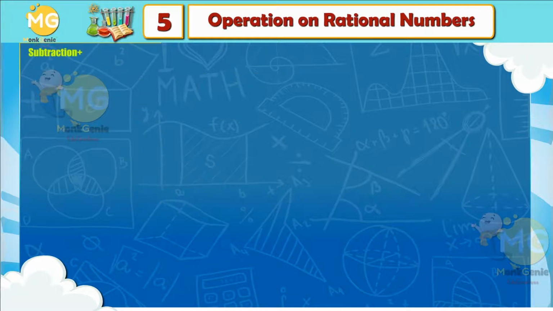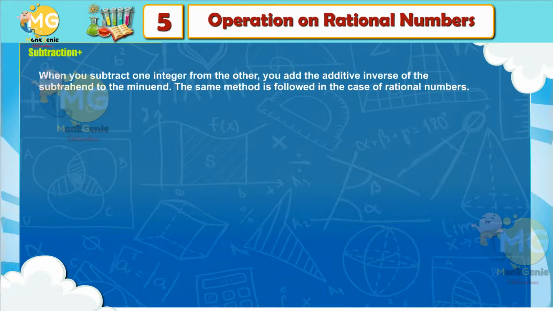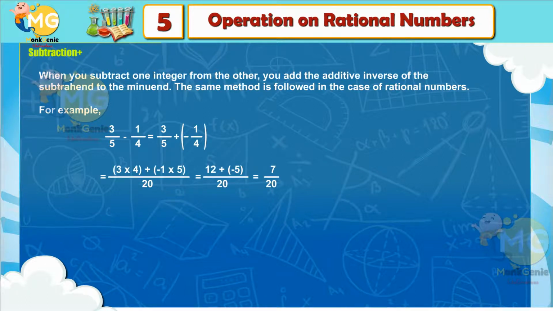vice versa. Subtraction. When you subtract one integer from the other, you add the additive inverse of the subtrahend to the minuend. The same method is followed in the case of rational numbers. For example, 3/5 - 1/4 = 3/5 + (-1/4) = (3 × 4 + (-1) × 5)/20 = (12 + (-5))/20 = 7/20.